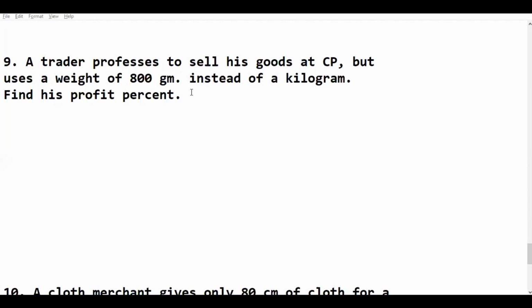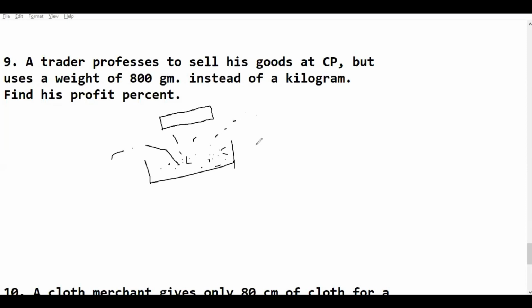Now look here, guys. Please understand, there is a weighing machine. You want 1 kg of sugar. There is a digital meter and there is a bowl, and you are pouring the sugar. According to the question, the trader is cheating us. Instead of giving a kilogram, he is giving only 800 grams. So he has already set up the things.